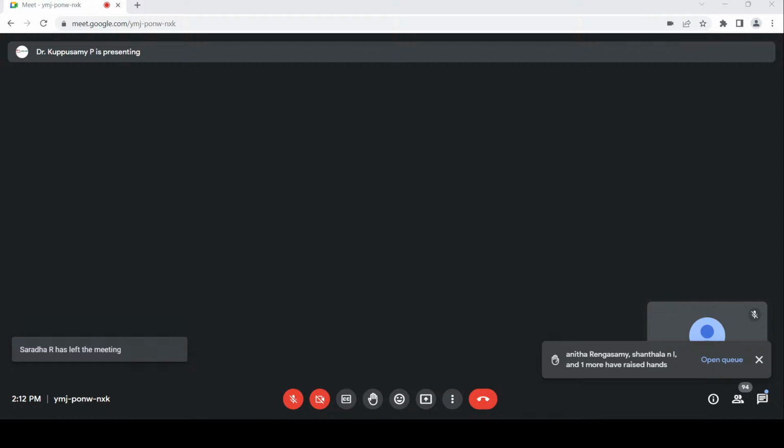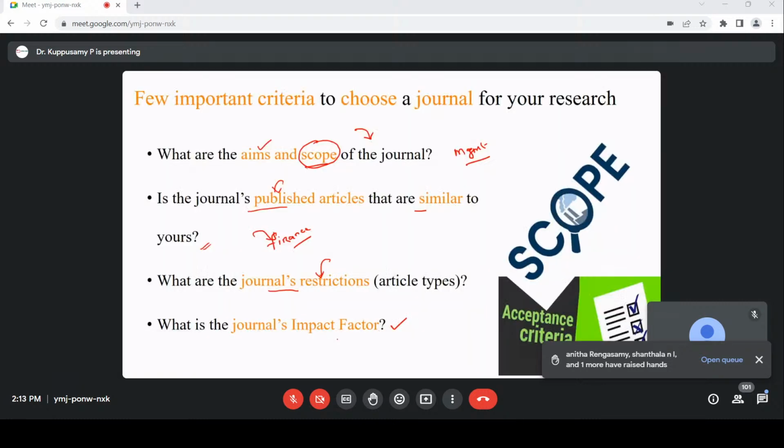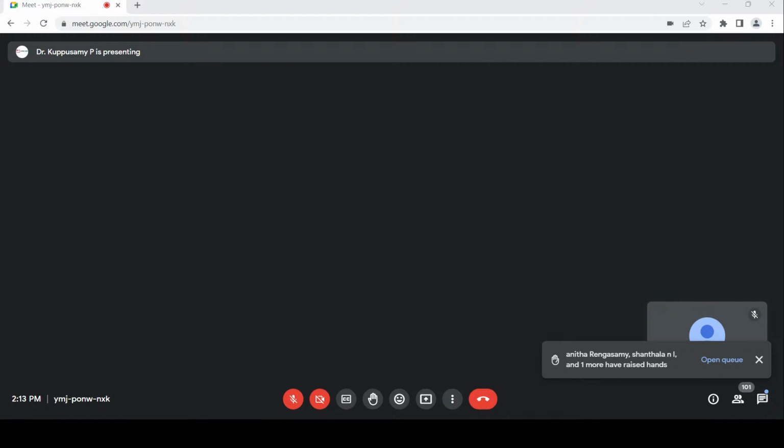And the next one, most important, is that nowadays we are all talking about the impact factor of the journal. What the impact factor is, we will see in the forthcoming slides. First we will see a few factors or conditions that should be considered when selecting the journal for your specific research domain. First one, it should be visible to more people.